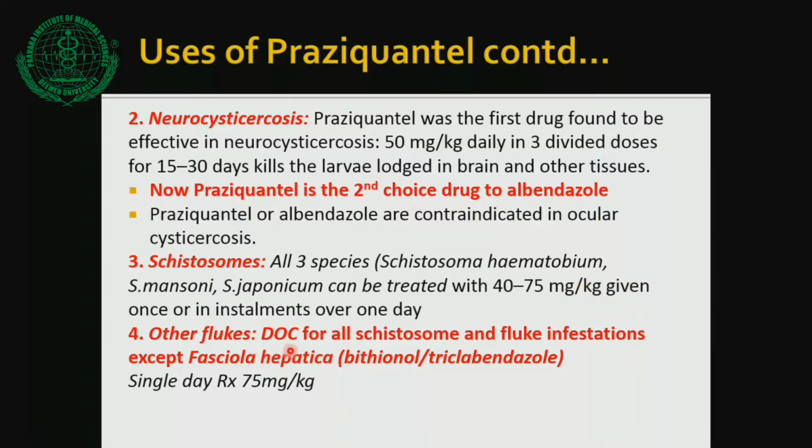While for other flukes also the drug of choice is Praziquantel, except, and this is asked as an MCQ, except Fasciola hepatica, which is the sheep liver fluke. Here the drug of choice is either Bithionol or Triclabendazole. This we have to remember. In all trematode or fluke infections, that is blood fluke schistosomes or lung fluke or Chinese liver fluke, that is Clonorchis sinensis, the drug of choice is Praziquantel, except Fasciola hepatica, where it is Bithionol or Triclabendazole.